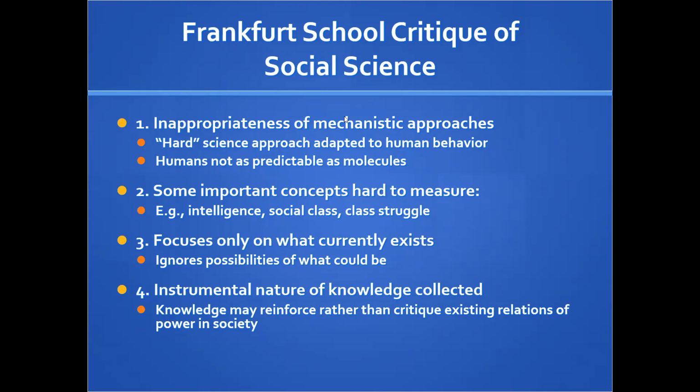Some important concepts are hard to measure. For example, intelligence, social class, or class struggle. Even if you use the most sophisticated instrument, even standardized instruments, to measure human variables, let's say intelligence, the numbers that you get there are not absolute. For example, we are familiar with nominal, ordinal, interval, or ratio data. So even if his score is 0, it doesn't mean that that person has no intelligence.